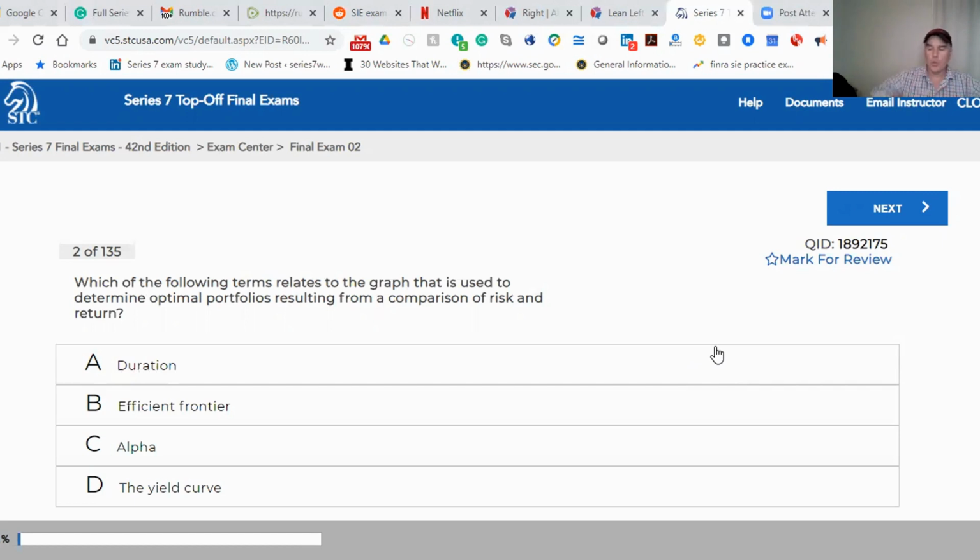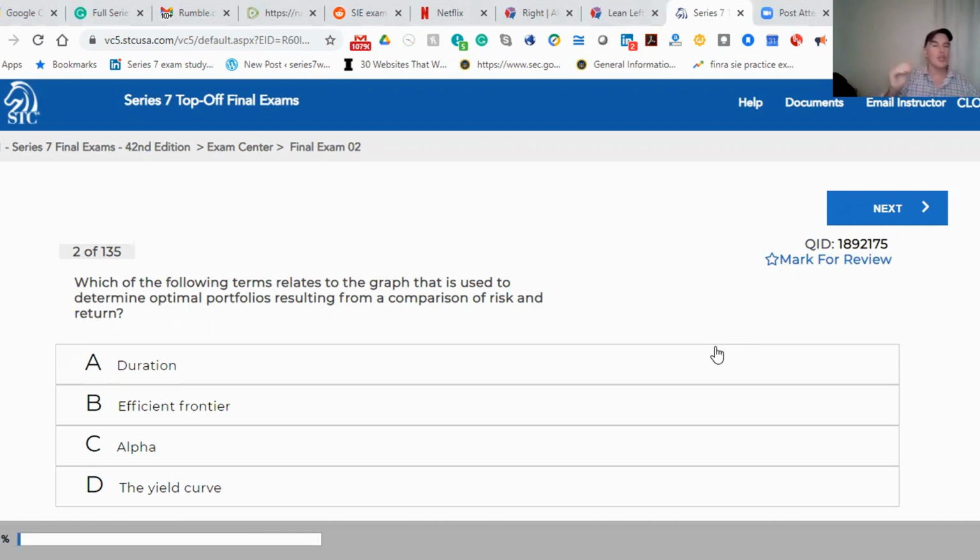The alpha is what you do above what you're expected. So if you have a beta of 1.5 and the market goes up 10, you should do 15, 1.5 times 10. But if you actually do 17, you did better than expected, so you get 2 points of alpha. That's not it. Okay, the yield curve. The yield curve is more about comparing treasuries, looking for widening or narrowing. So let's go with the efficient frontier. I'm going to go with that.